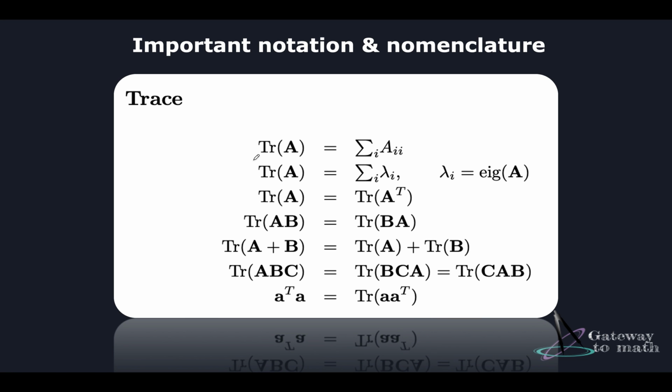Next, some important notations for trace. Trace of A equals summation of all the diagonal entries. Trace of A also equals summation of eigenvalue of A. Trace of A equals trace of A transpose. Trace of A times B equals trace of B times A. Trace of A plus B equals trace of A plus trace of B. And trace of ABC equals trace of BCA, which equals trace of CAB. Similarly, trace of A transpose A equals trace of A times transpose of A.